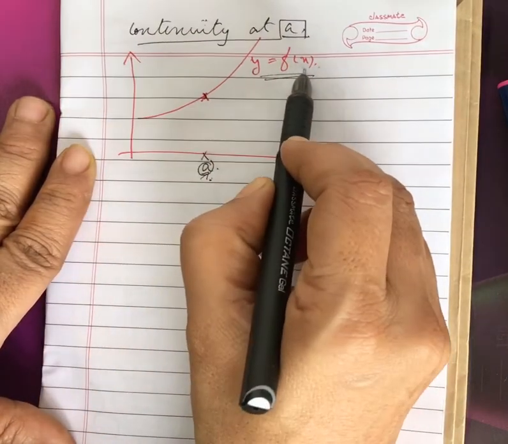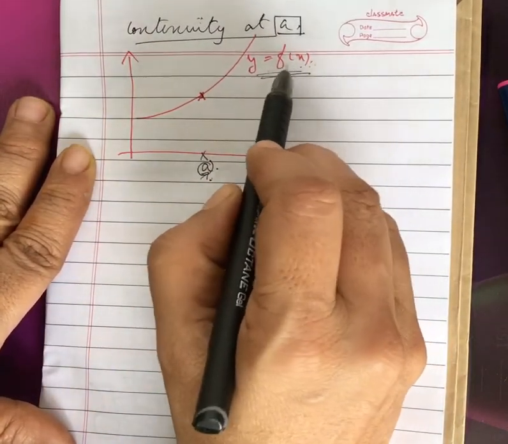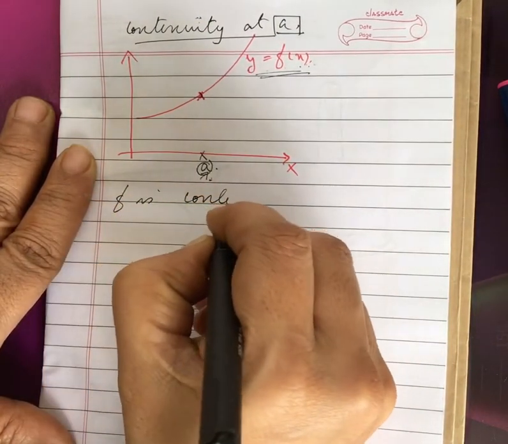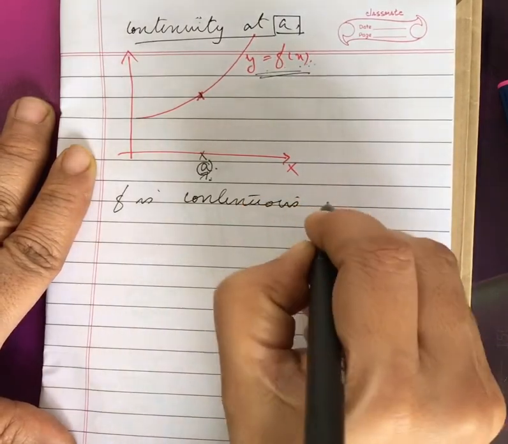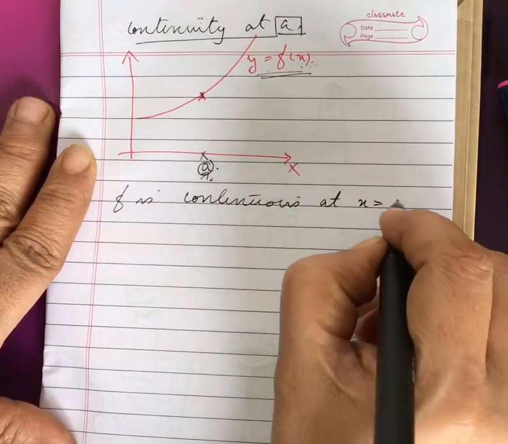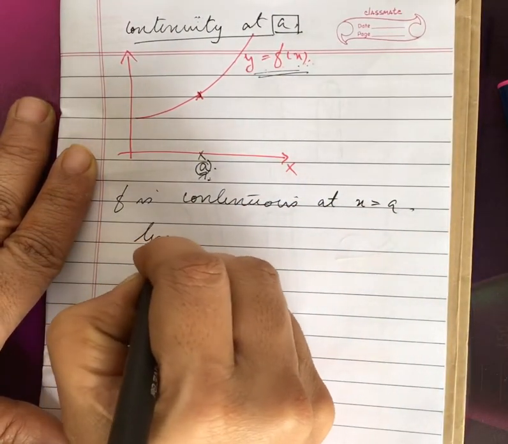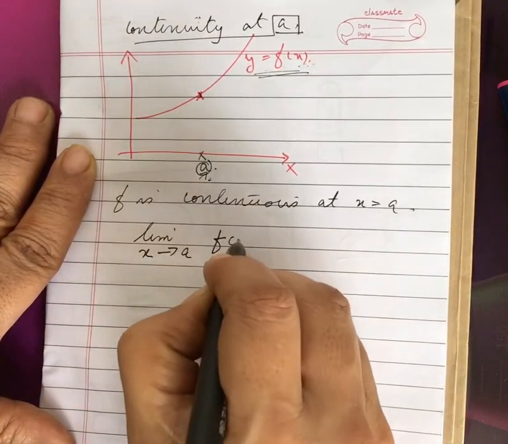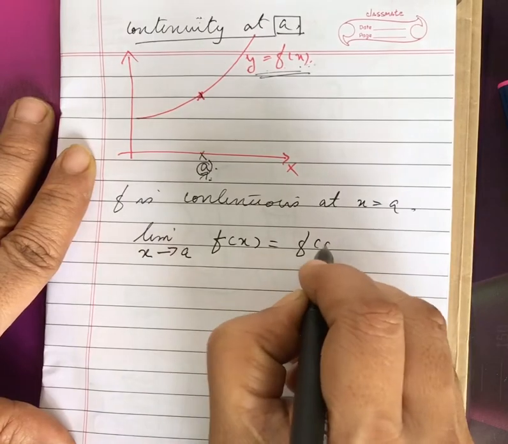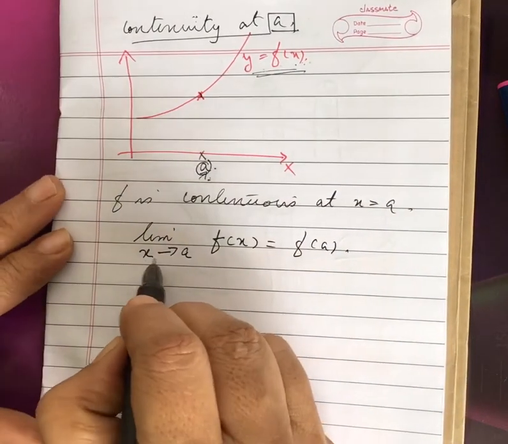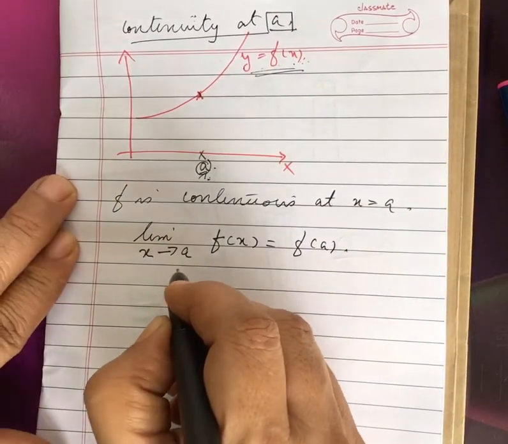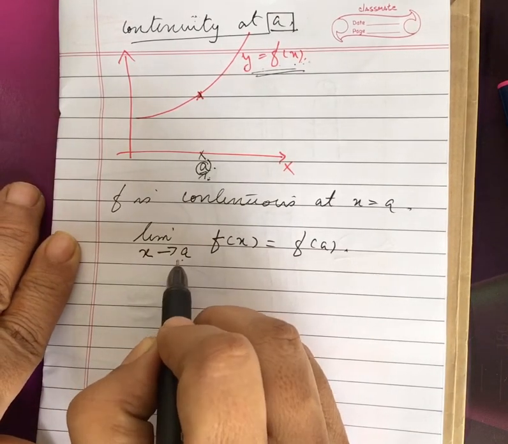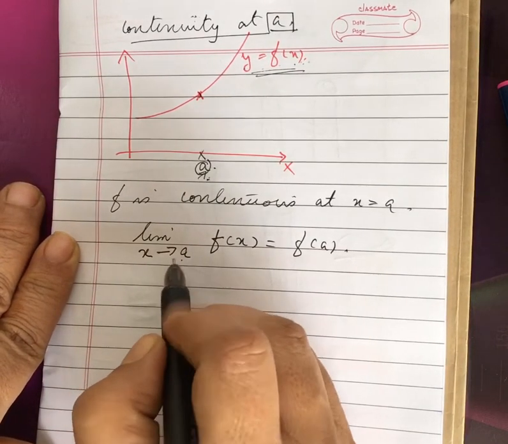y equal to f of x is a function. This function f is said to be continuous at x equal to a if limit x tends to a of f of x equals f of a. And limit x tends to a has two meanings: x approaches a, closer and closer to a, from either side of a.